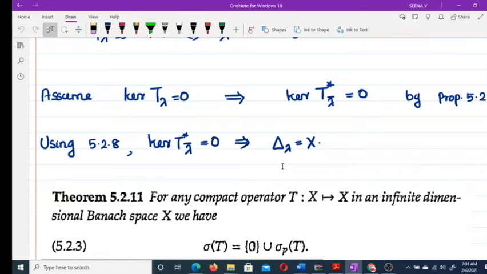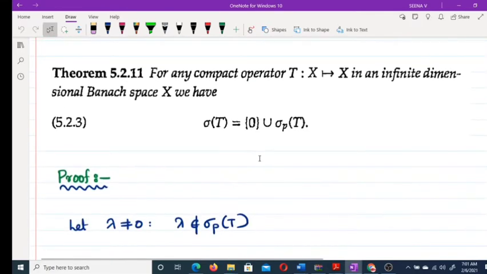Here we get T lambda is 1 to 1 implies T lambda is on to. Earlier, T lambda on to implies T lambda 1 to 1. Now combining both we get T lambda is 1 to 1 if and only if T lambda is on to. Moving to the next theorem. This is also very important.